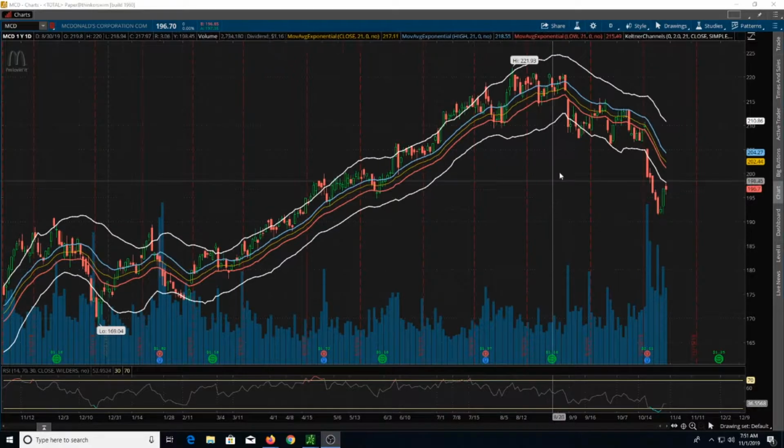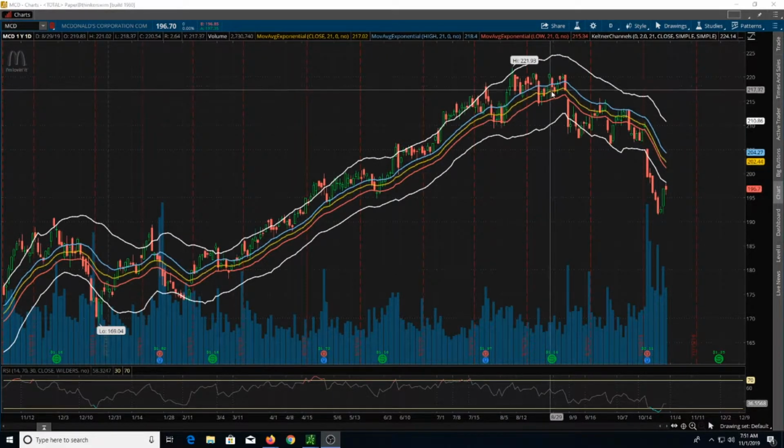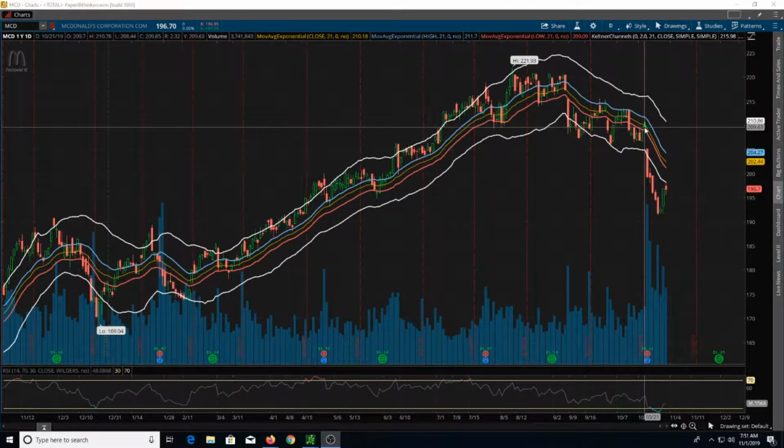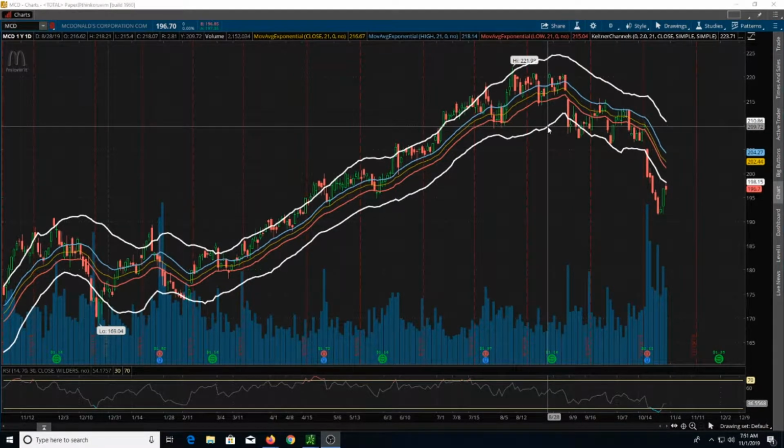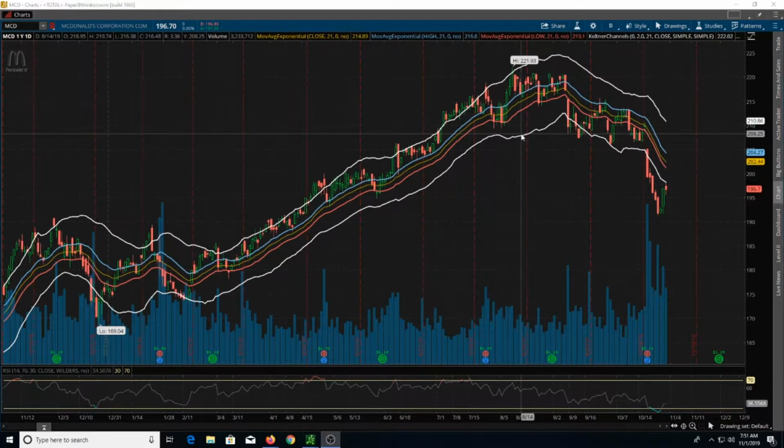But basically it just gives me an idea what the trend is and where it is within the buy zones I look for. And this is a Keltner channel, 2 standard deviation Keltner channel here, the white lines. Obviously it shows that McDonald's had exceeded that, which is why I was looking at it. This was after an earnings event.